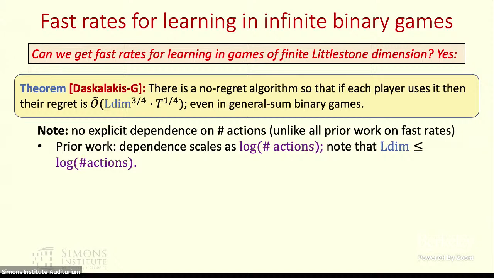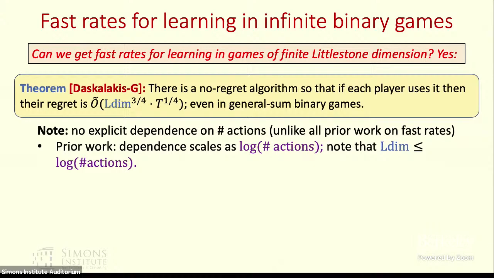Of course, there is one part of this result which isn't that strong, which is the polynomial dependence on t. In the finite game setting, we can get something down to polylogarithmic in t. It's open whether or not that's possible in the general sum game setting.